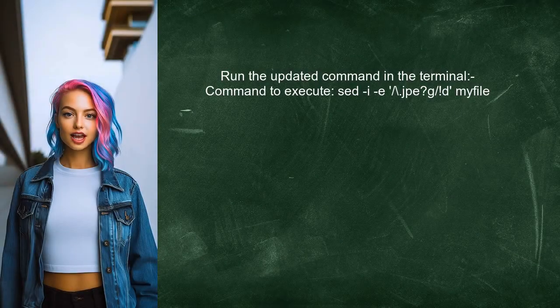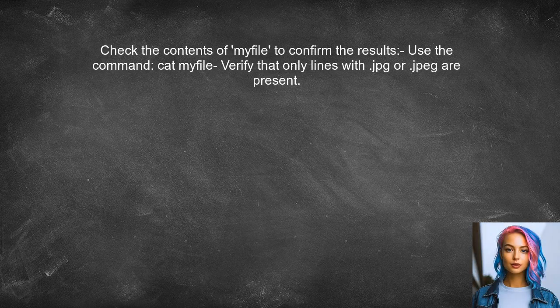Next, the user should run this updated command in the terminal. This will filter the lines in my file, keeping only those that contain either JPG or JPEG. Finally, the user can check the contents of my file to confirm that only the desired lines remain. This will ensure that the command works as intended.